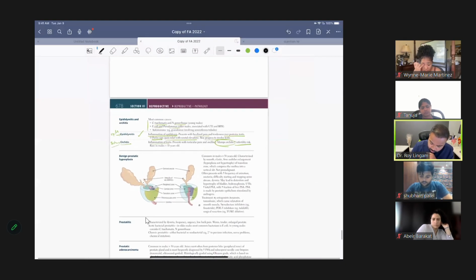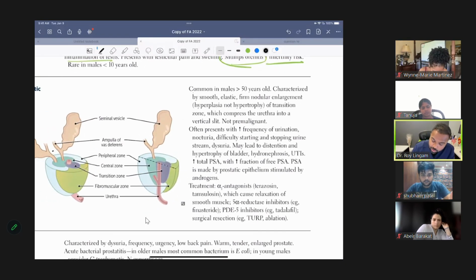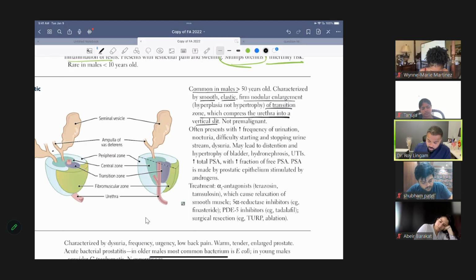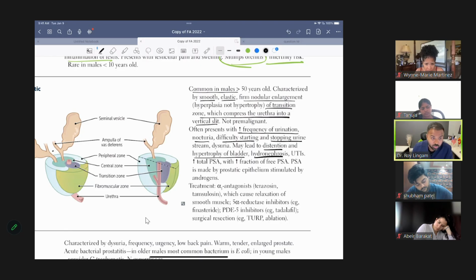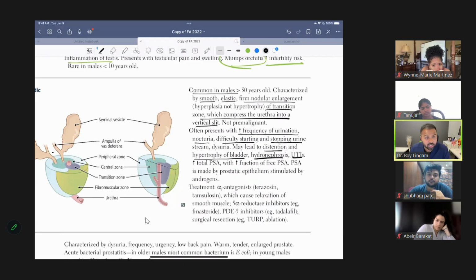Let's read about BPH. Common in males more than 50 years, characterized by smooth, elastic, firm nodular enlargement in the transition zone, which compresses the urethra. Makes sense. It's a urethra. Often presents with increased frequency of urination, nocturia, difficulty starting and stopping, because it's compressed in the middle, folks, okay? It can lead to distension and hypertrophy of the bladder, hydronephrosis, which makes sense because the urine is backing up on both sides, UTI, all these things are possible.